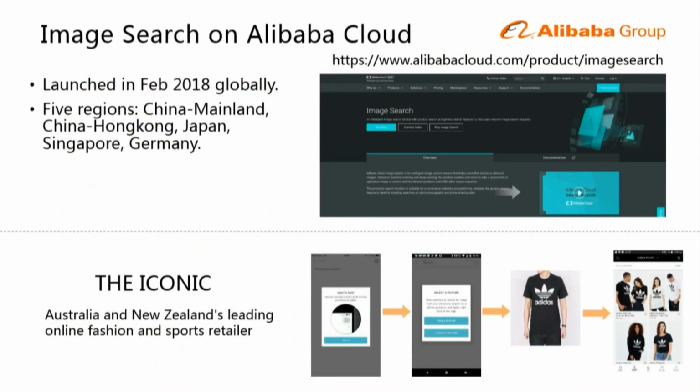And on Alibaba Cloud, we launched the image search service in February of 2018. We are the first major cloud company to launch an image search service on the public cloud. In order to provide better service to our customers around the globe, we deploy the image search solutions into 5 data centers of Alibaba Cloud, including China Mainland, China Hong Kong, Japan, Singapore, and Germany.